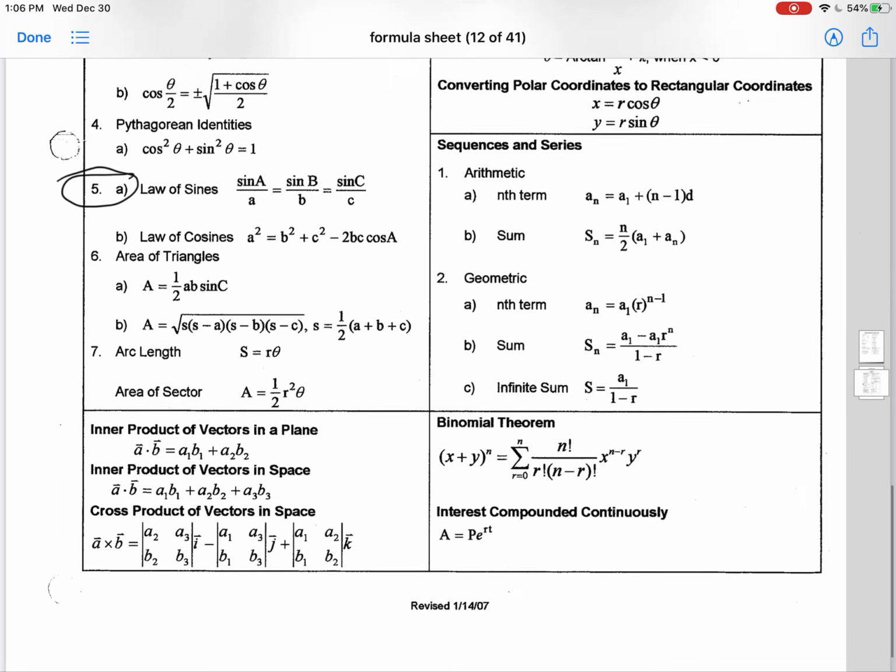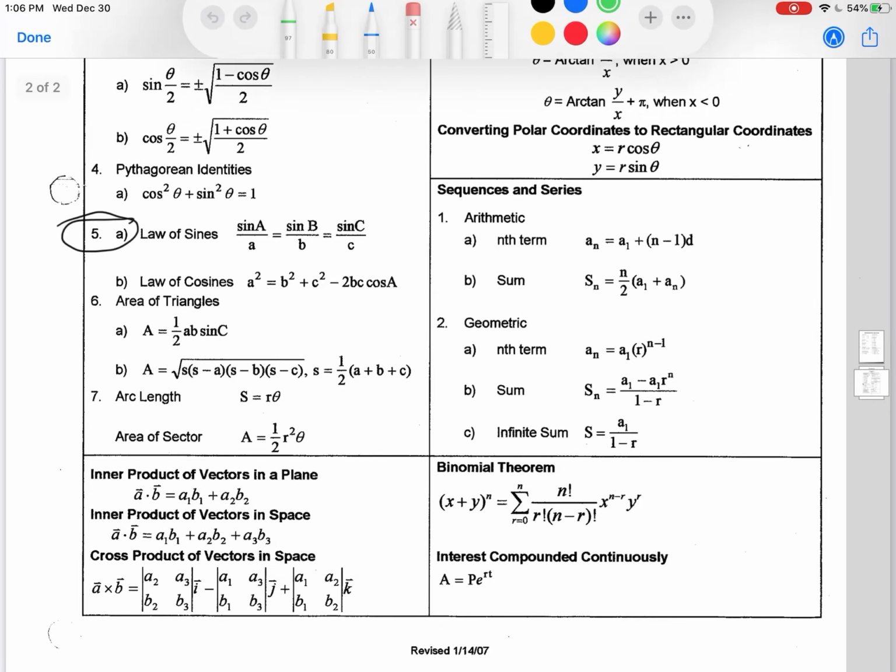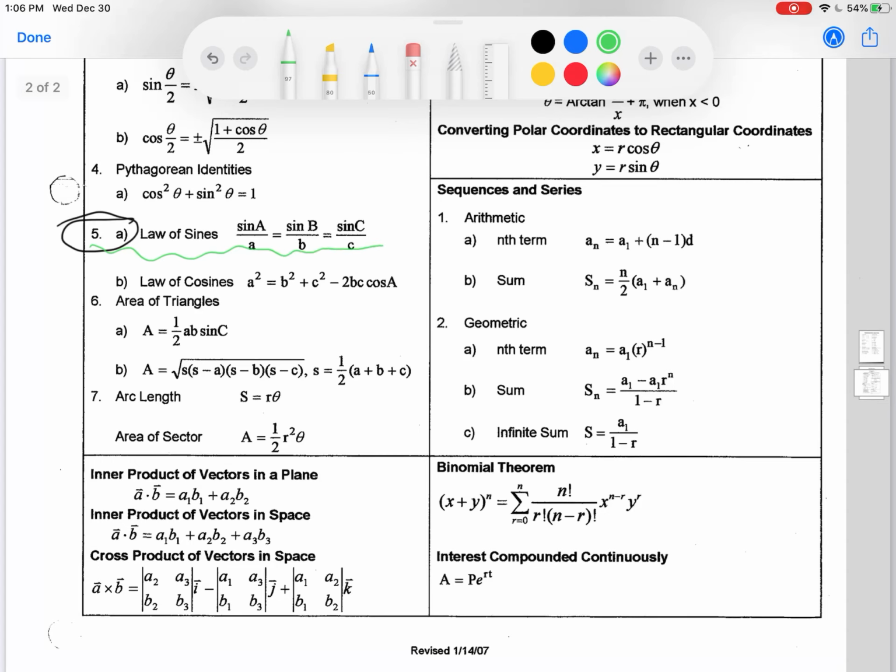So to get started, I'm on the second page of this formula sheet. If you look at number 5 on the left-hand side, today we are going to be using law of sines. Some things to remember: if you remember your triangles, we're going to be solving more triangles today. Capital letters represent your angles, while lowercase letters represent the lengths of your triangle, the side lengths.